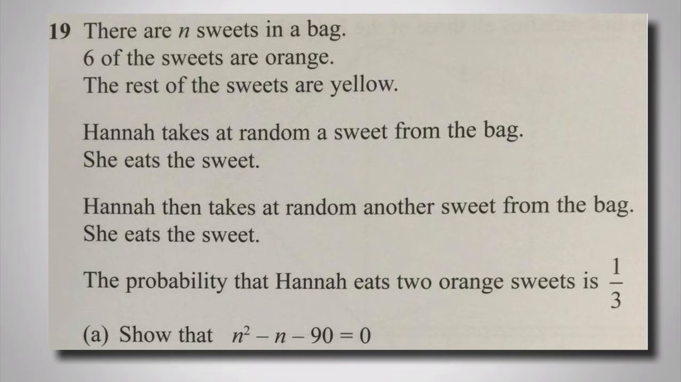So Hannah takes a random sweet from the bag and she eats the sweet. She then takes another random sweet from the bag and she eats that sweet. And we know that the probability of Hannah eating the 2 orange sweets is a third. So let's see if we can work this out.